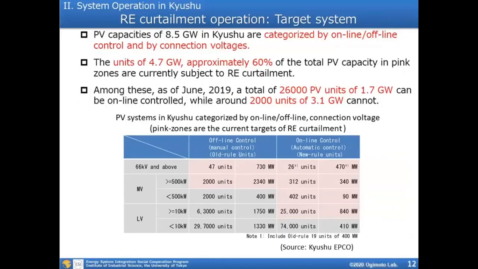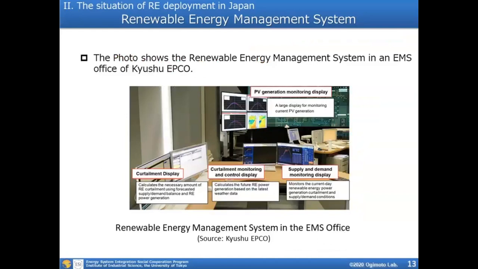As a result, as of now, the PV capacity of 8.5 gigawatts in Kyushu is categorized by online and offline control and by connection voltages. As you can see here, the units of 4.7 gigawatts, approximately 60% of the total PV capacity, in the pink zones are currently subject to renewable curtailment. And among these, as of June 2019, a total of 26,000 PV units of 1.7 gigawatts can be online controlled, while around 2,000 units of 3.1 gigawatts cannot. This is a photo of the renewable energy management system in the control room of Kyushu.